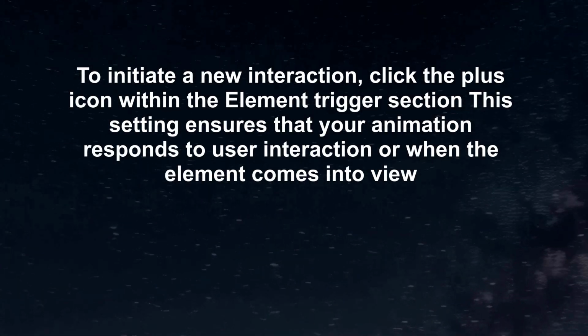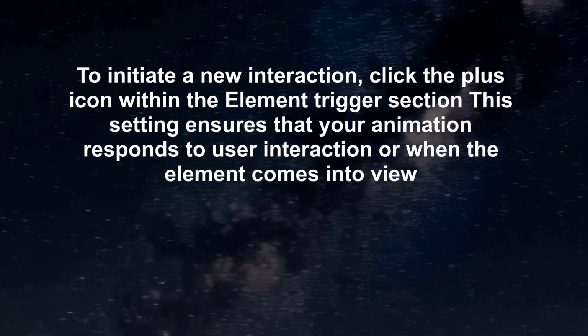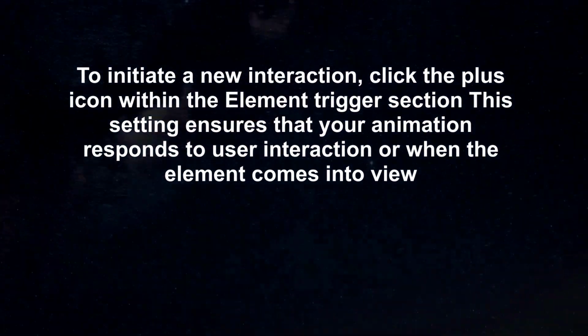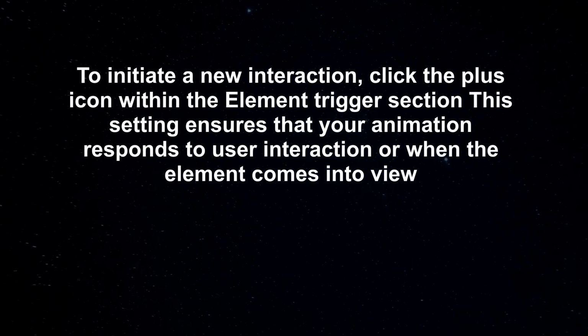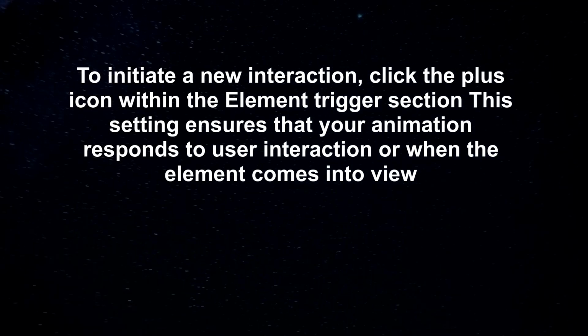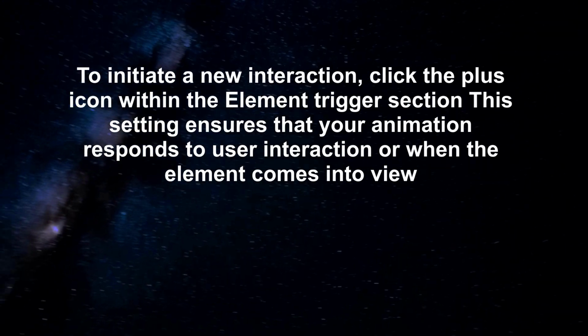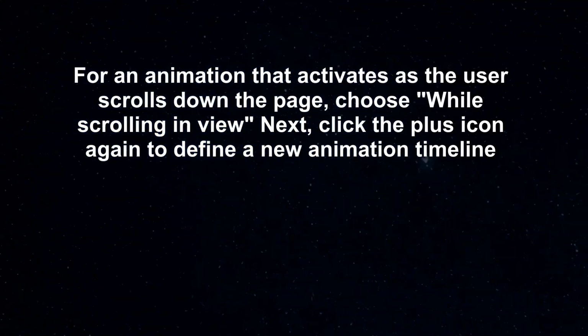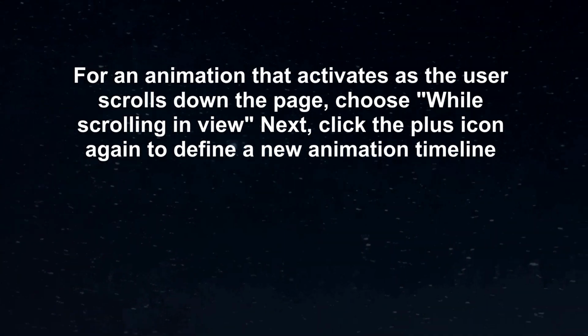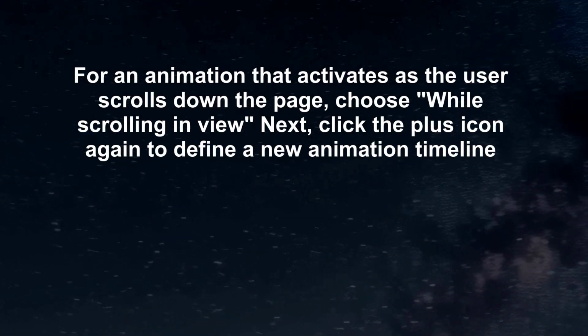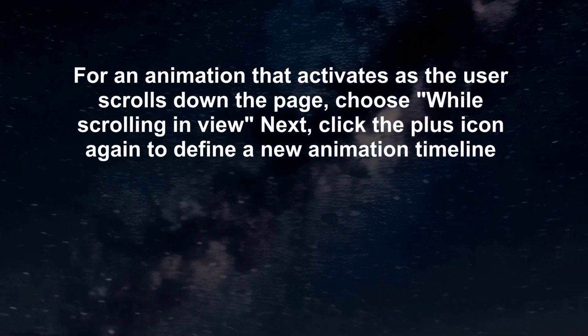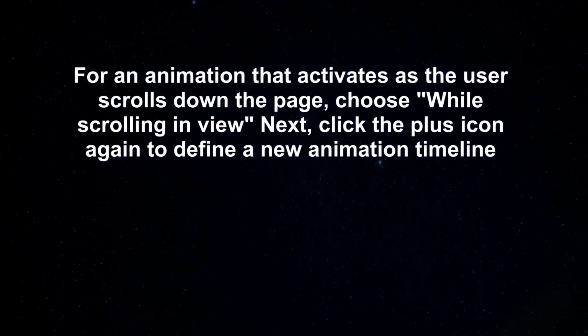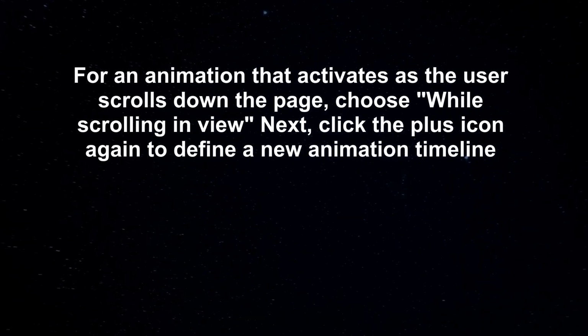To initiate a new interaction, click the plus icon within the Element Trigger section. This setting ensures that your animation responds to user interaction, or when the element comes into view. For an animation that activates as the user scrolls down the page, choose While Scrolling in View Next. Click the plus icon again to define a new animation timeline.